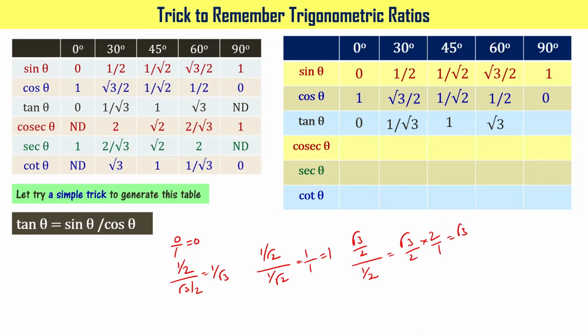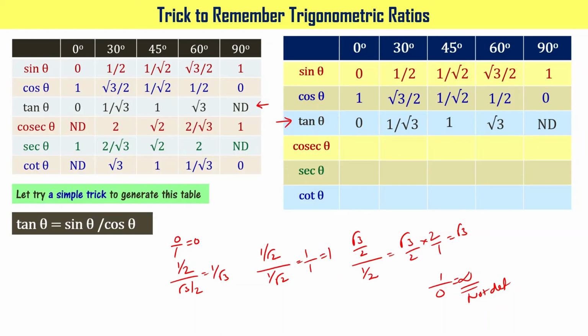Now for 90 degrees, you have 1 by 0. Anything by 0, we don't know exactly the value. Sometimes people say that it is infinity, but otherwise you can say that it is not defined. Let me write ND. Got it? Now we have even the tan function values. Just compare these tan function values with the tan function values written here.